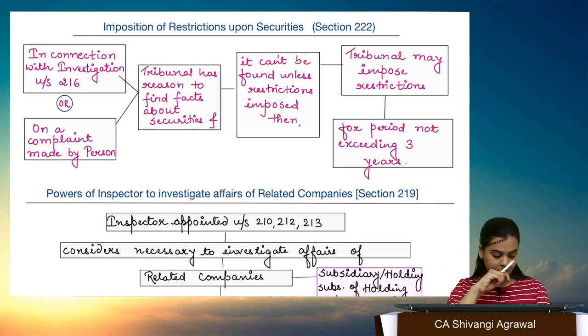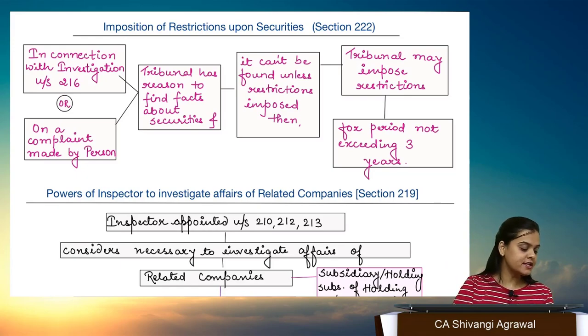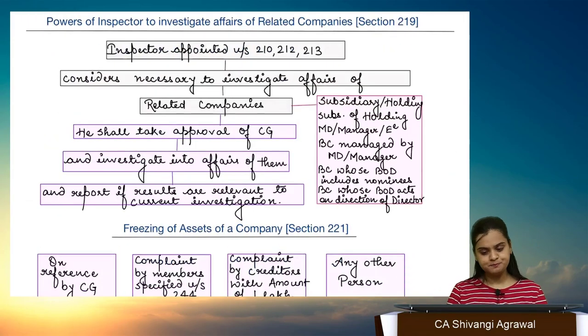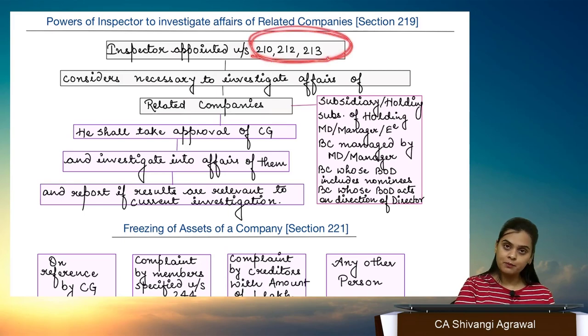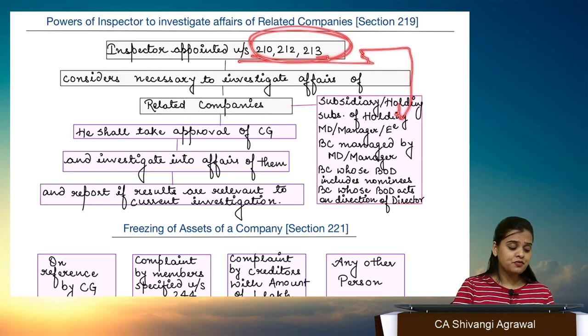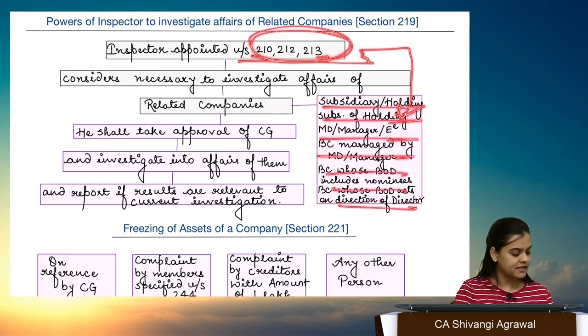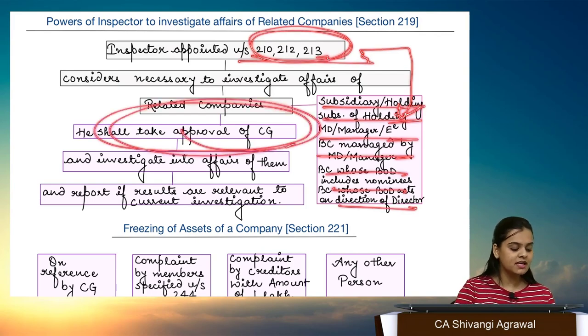Okay, now, investigation into affairs of related companies. Related companies does not mean the related party definition that we have read. Related companies means the companies or the entities which have been specified in section 219 only. So when an inspector is investigating into the affairs of a company under these three sections, he believes that to find out the whole truth, he also must investigate into these related companies. Then after taking approval from CG, he can do that.